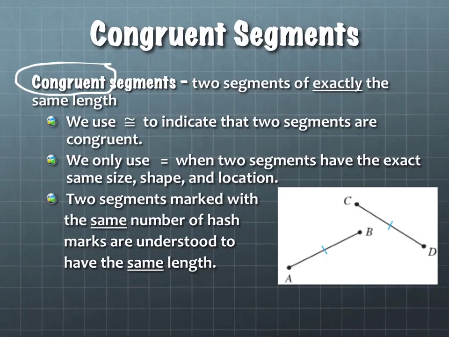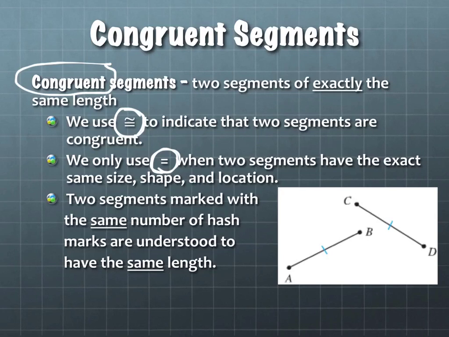Now there are some different notations, so make sure you've got this in here correctly. This notation is for congruent. It's got two lines like equal signs, and it's got sort of that tilde on top of it. But we only use the symbol equals when they have the same size, shape, and location. Okay, so we would never say one segment equals another one unless they're exactly the same segment. But we can say that they're congruent, meaning they're the same length.